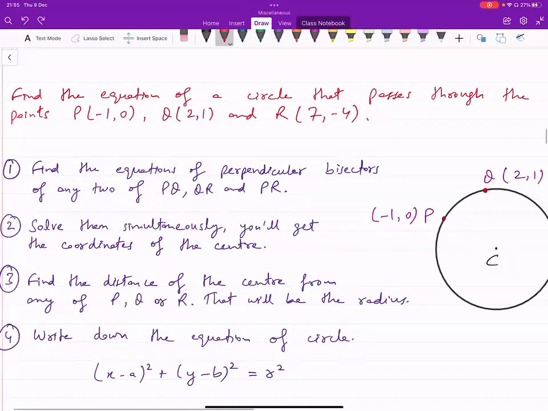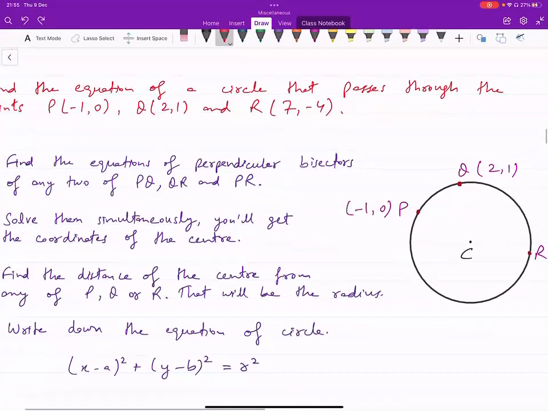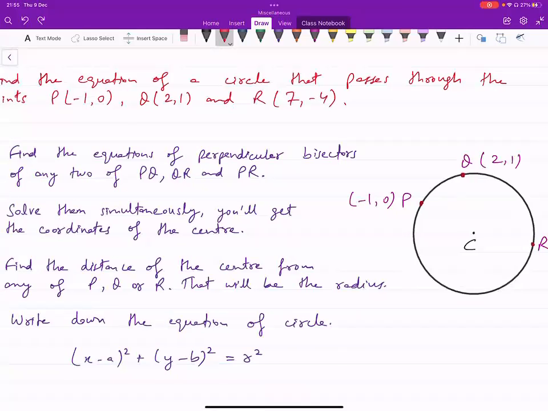So what you can do is you can find the equations of perpendicular bisectors of any one of these 3 chords. So which 3 chords? You have this chord PQ, you have this chord PR, you have this chord QR. आप तीनों chords में से कोई भी 2 ले लो, उनके perpendicular bisectors draw करो. For instance, I take, let's say, QR. You find their perpendicular bisectors.